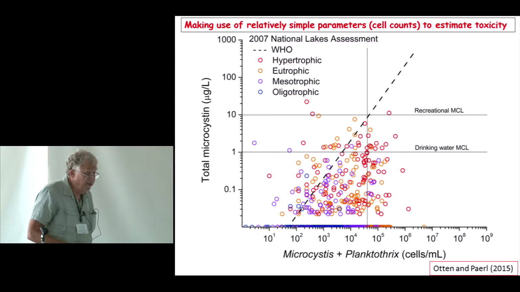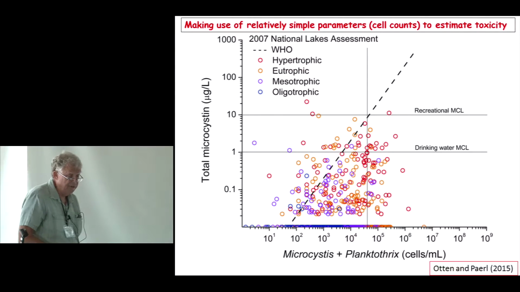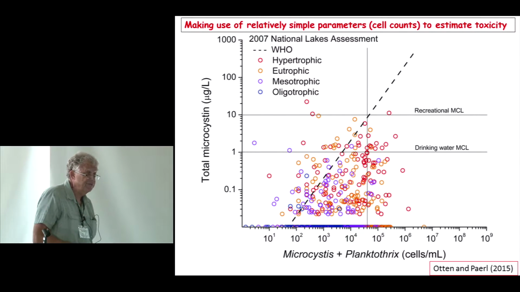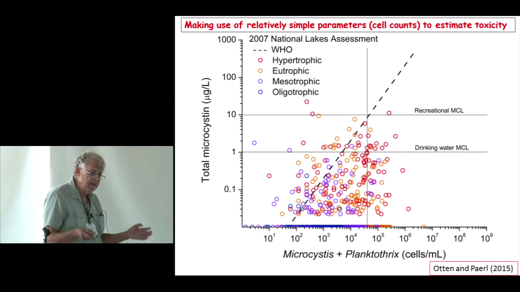Okay, one can make use of relatively simple parameters like cell counts to estimate toxicity of these organisms. And I just want to show you a regression that Tim Otten, former PhD student, and I put together of total microcystins, the main toxin that we need to be concerned about, and linking that to actual cell counts of the two organisms that are responsible for microcystin production in most cases, Microcystis and Planktothrix.